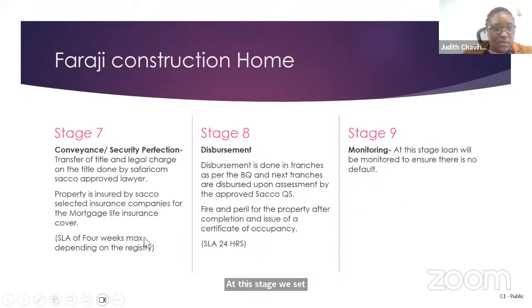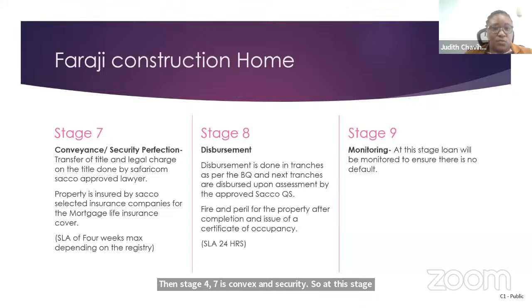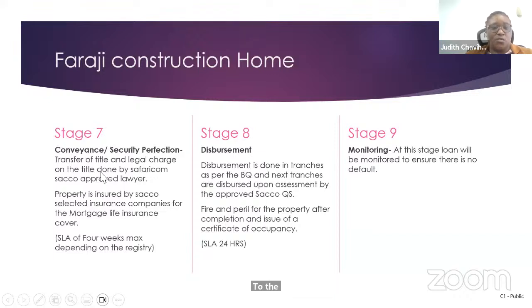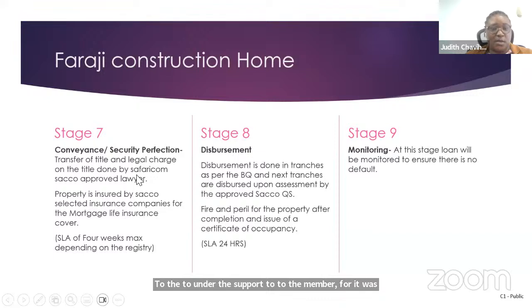Then stage 7 is conveyance and security perfection. So at this stage, the title is transferred from the seller to the member. For example, if it was a purchase of land and the property was not in the member's name, we'll do a transfer and charge and put our interest on the title.